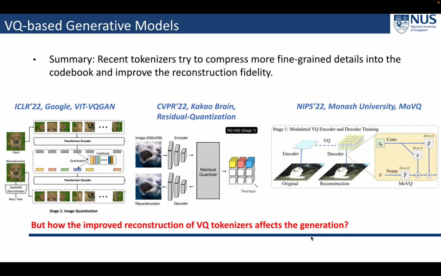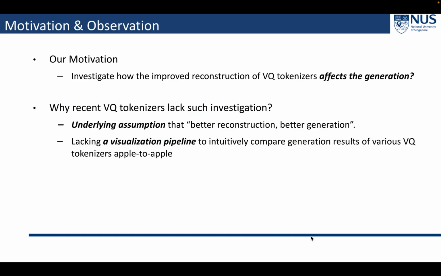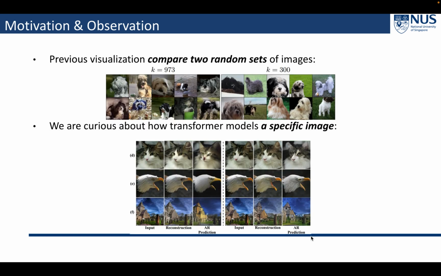But how does the improved reconstruction of VQ tokenizers affect generation? In our paper, we want to investigate this problem. We summarize why previous VQ tokenizer work lacks such investigation: one is their underlying assumption that better reconstruction leads to better generation, and they lack a visualization pipeline to compare the generation results of various VQ tokenizers.